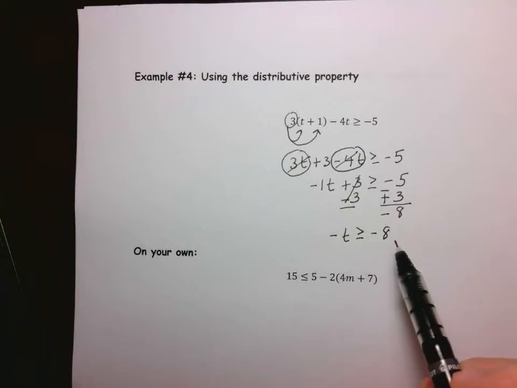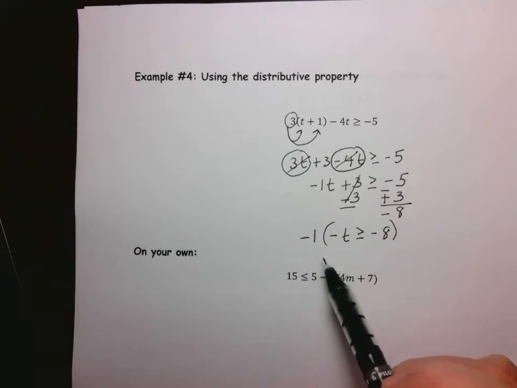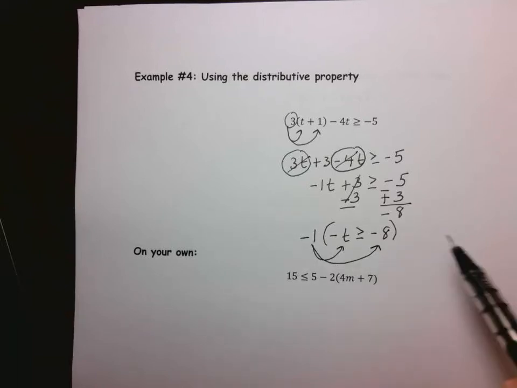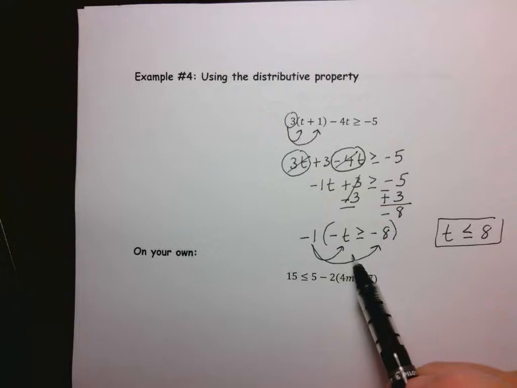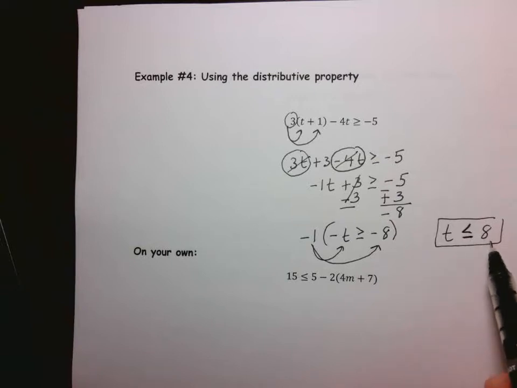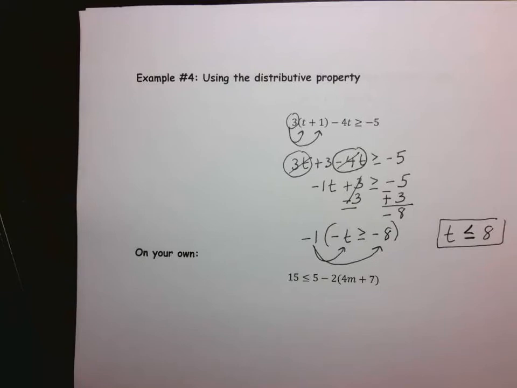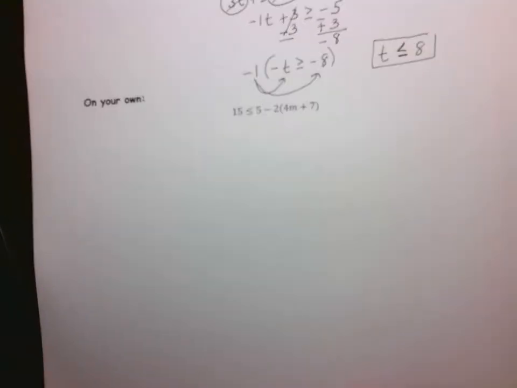Now I want to multiply both sides by -1 because I don't want to know what -t is. I want to know what positive t is. So then I'm going to flip the sign. So if -t is greater than -8, you know positive t is less than or equal to positive 8. Okay, go ahead and hit pause and work out this next one.